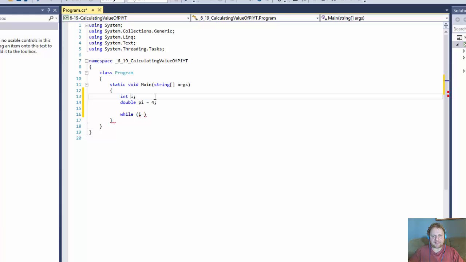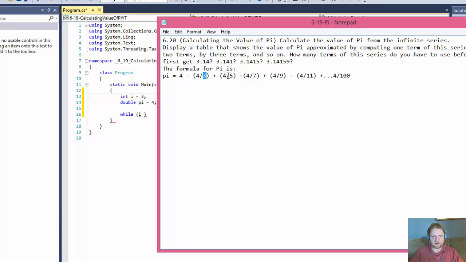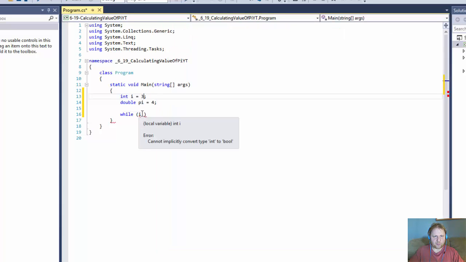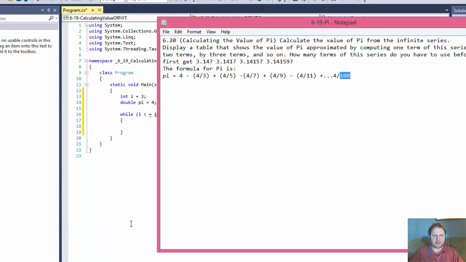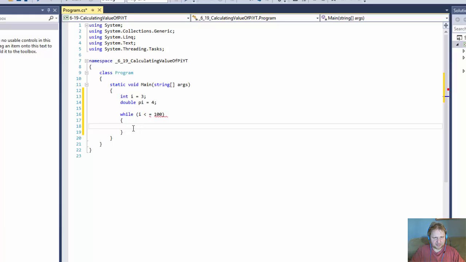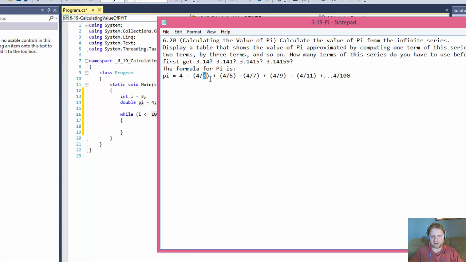So our i equals 3. Again, it's this 3. And then I will need 5 and 7 and so forth until I hit 100. So while i is less than or equal to 100. Like I said, we will be playing with this to find out how many iterations we need to get these values. But let's start with 100. Okay, so we have that, except there's no space here. So this is our denominator. This is numerator and this is denominator, if I have it correct.